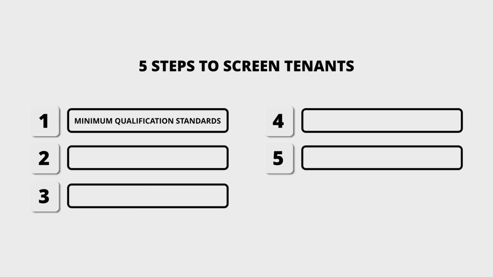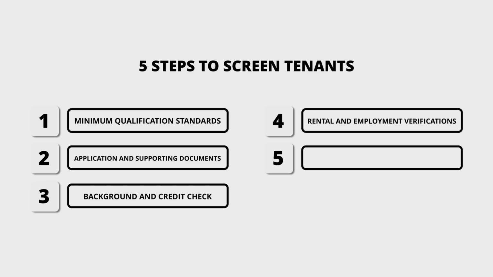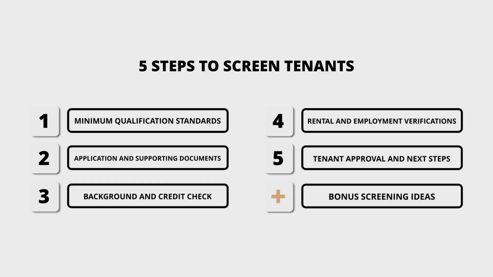1. Minimum qualification standards. 2. Applications and supporting documents. 3. Background and credit check. 4. Rental and employment verifications. 5. Tenant approval and next steps. And stick around for some bonus screening ideas at the end.